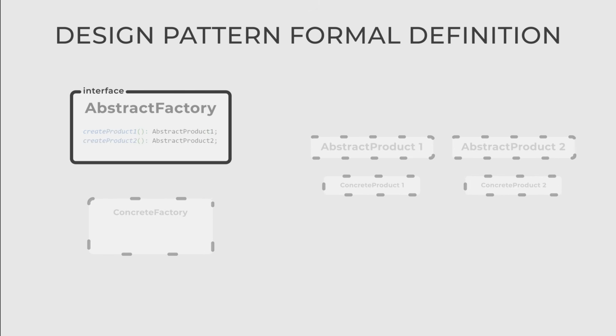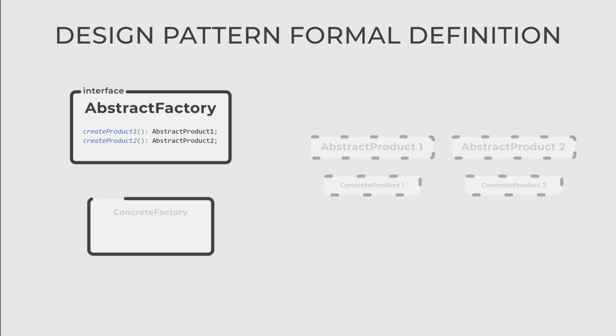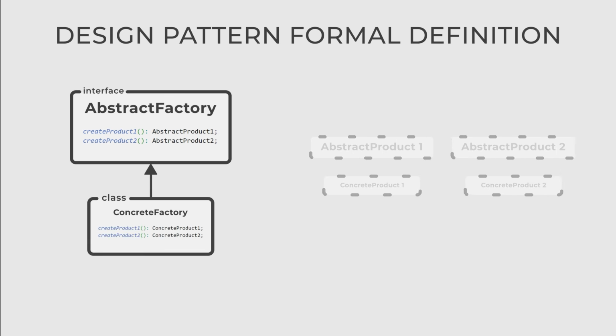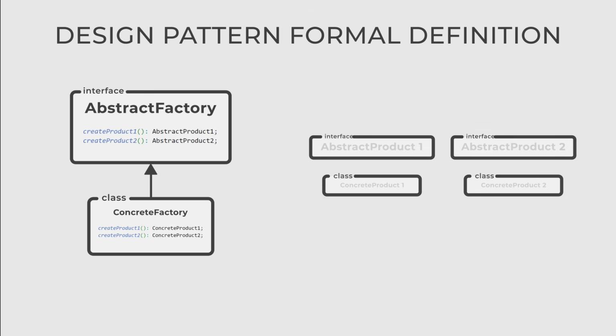There are 4 actors in this design pattern. First, Abstract Factory. This is an interface that declares several factory methods and is responsible for creating a family of related products. Concrete Factory is a subclass of Abstract Factory that implements factory methods to create concrete instances of related products. The last 2 actors are Abstract Product and Concrete Product. Concrete Product is a subclass of Abstract Product, which is an interface that implements certain product features defined in Abstract Product.